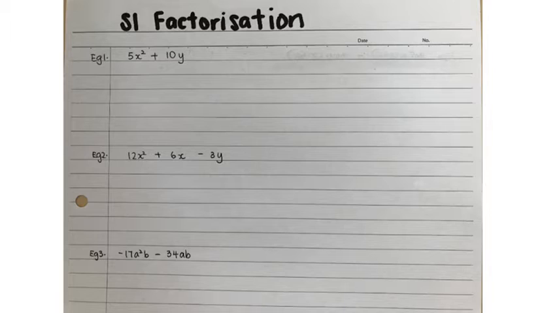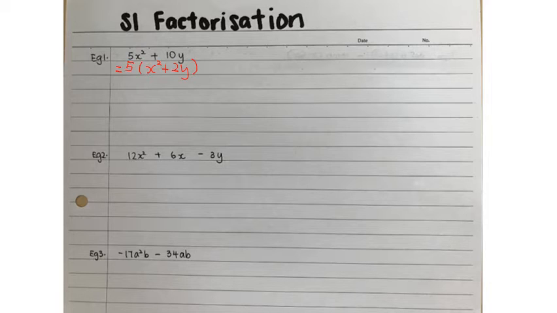Example 1. 5x squared plus 10y. If we take a look at each term, we are going to extract out common factors. We have 5x squared and we have 10y. Both terms can be divided by 5, so we are going to take 5 out. We call this factorizing 5 out of each term. What we are left with in each term will be x squared plus 2y.